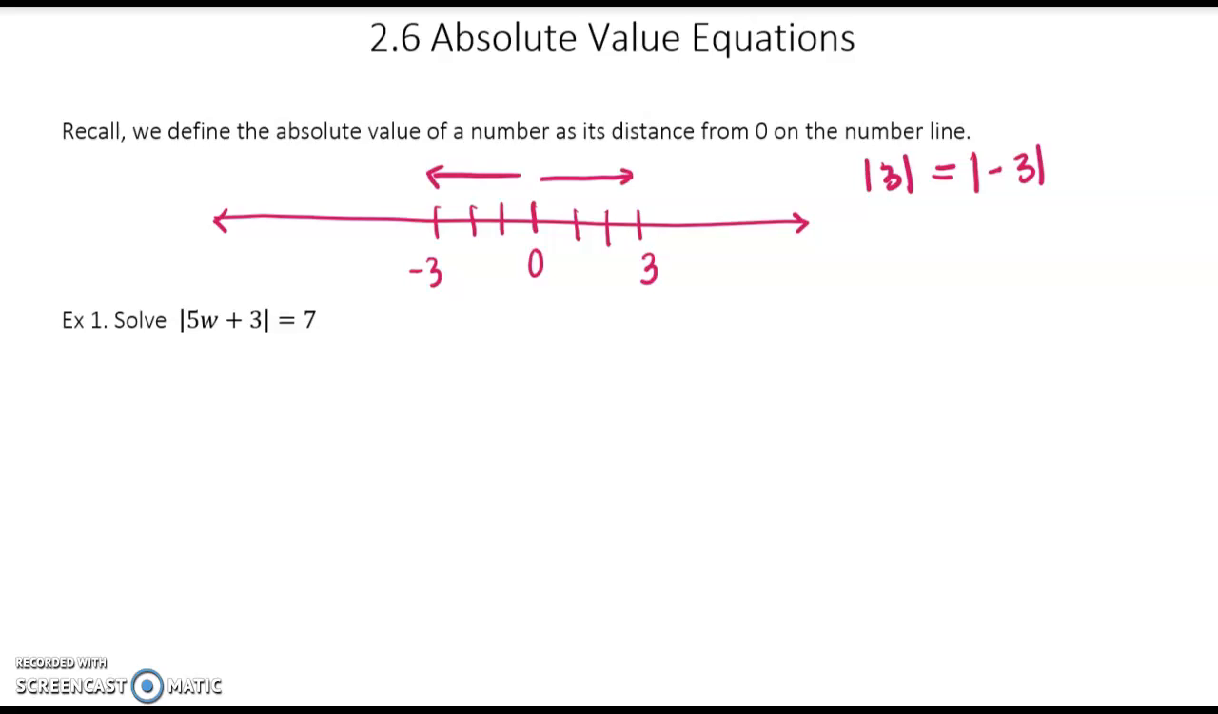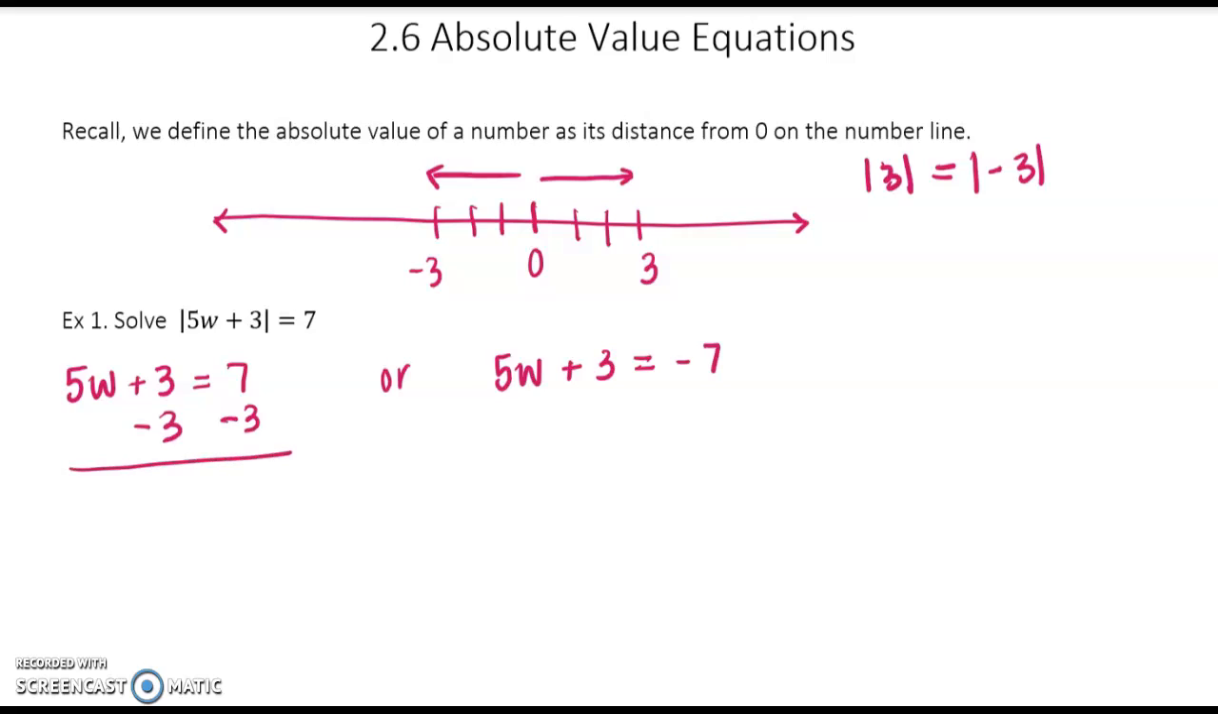So that's why we do 5w plus 3 equals 7, but then we also do or 5w plus 3 equals negative 7. So the positive and the negatives, and then we're going to solve each one individually. So subtract 3 on both sides. We get 5w equals 4, divide by 5, w equals 4/5, and then do the same thing over here.